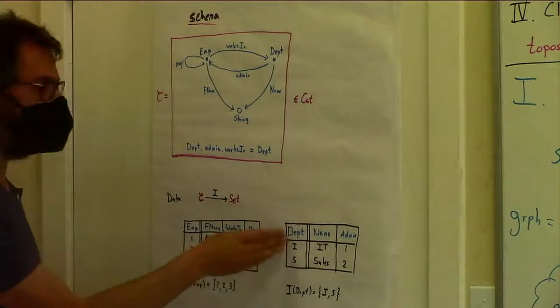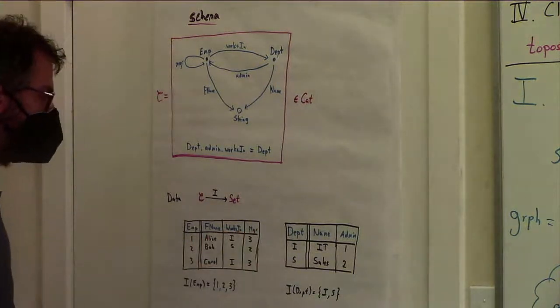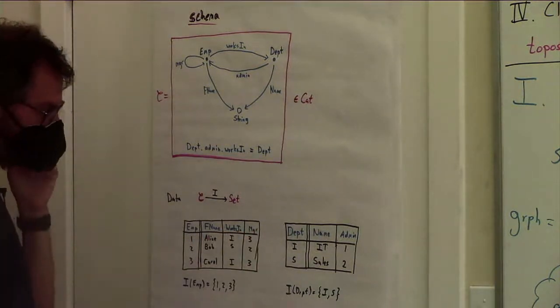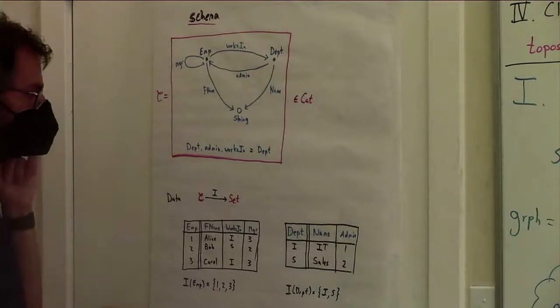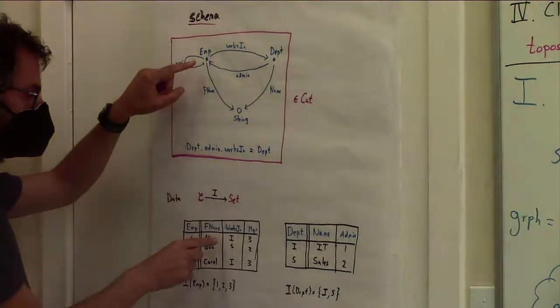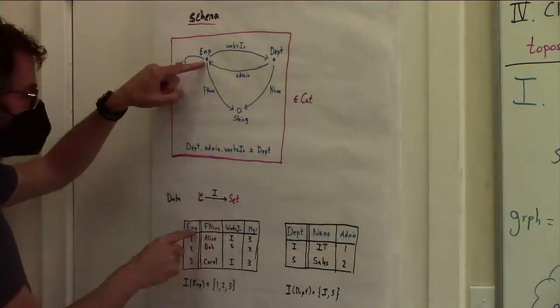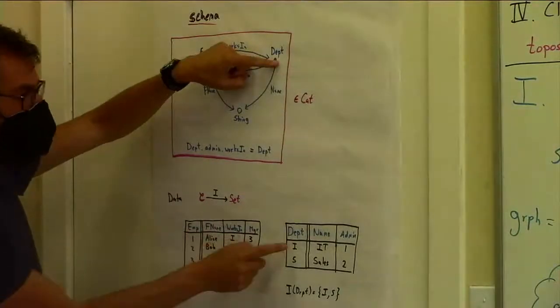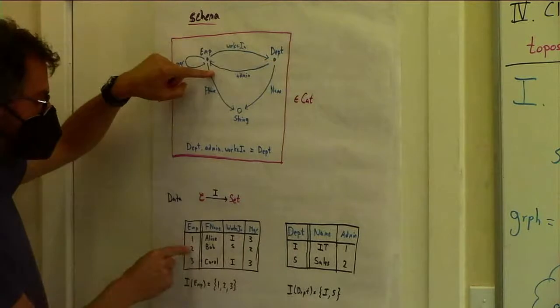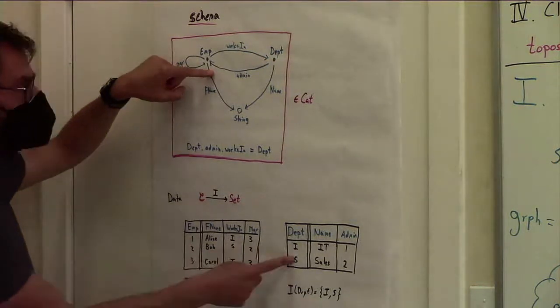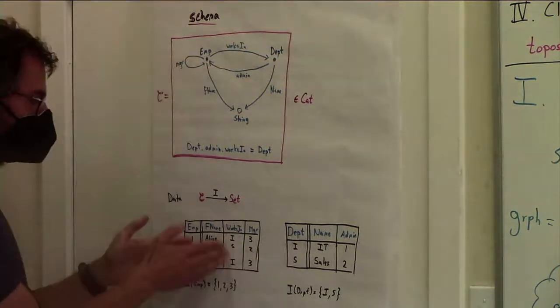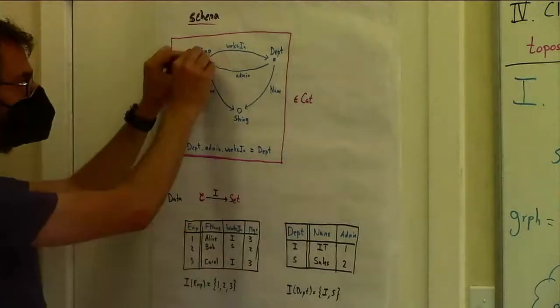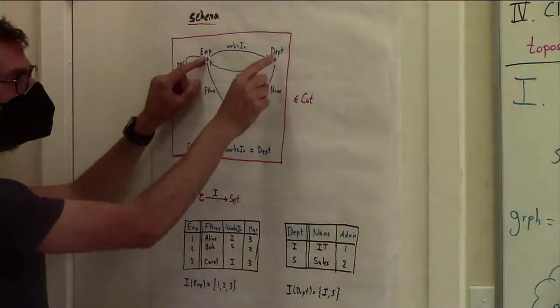And then, so for works in, it goes from employees to departments. So works in of 1 is I, and that's a department. And works in of 2 is S, and that's a department. So each one of these columns is a function from the set for this one to the set for this one, or vice versa. Whatever the arrow tells us, that's the direction of the function.